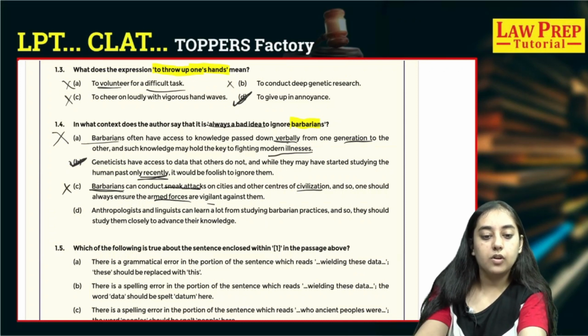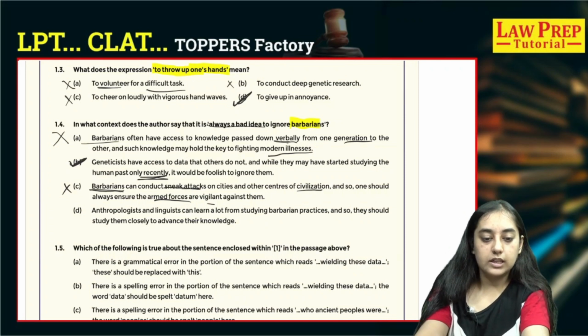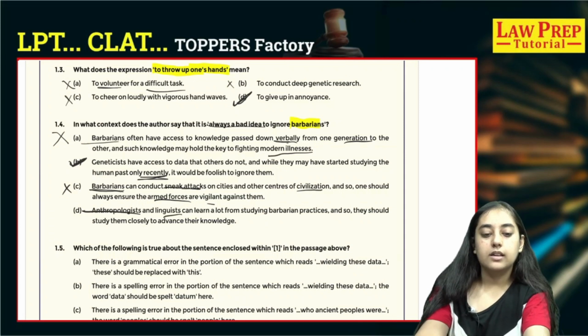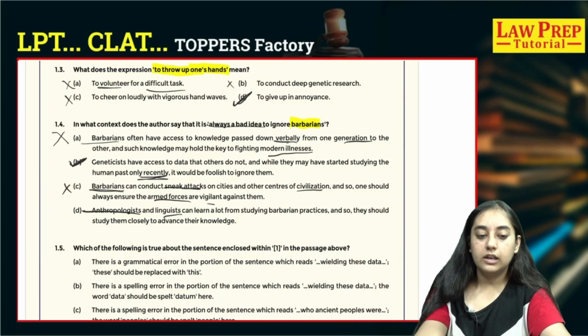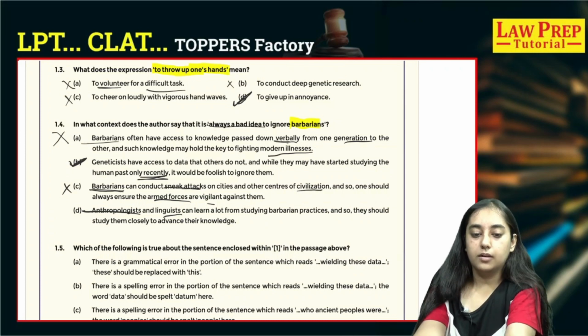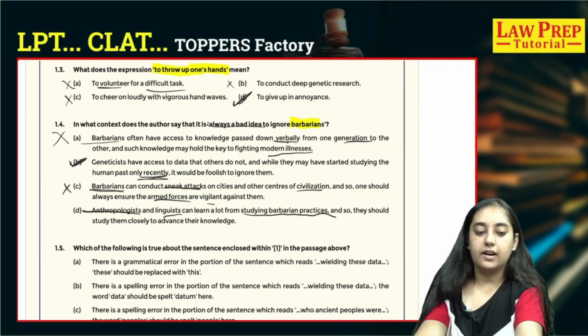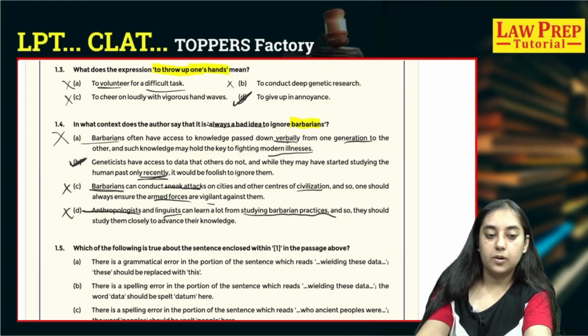Option D says anthropologists and linguists can learn a lot from studying barbarian practices, and so they should study them closely to advance their knowledge. Again, there is no mention of anthropologists and linguistics. The passage very briefly mentions anthropology, the study of the training of anthropology, and linguistics, but it is nowhere talking about anthropologists and linguistics in particular. Plus, how they can benefit from studying barbarian practices is also not mentioned in the passage. So again, option D is beyond the scope of the passage. It's nowhere related to the passage. So option D is also incorrect. Answer will be option D.